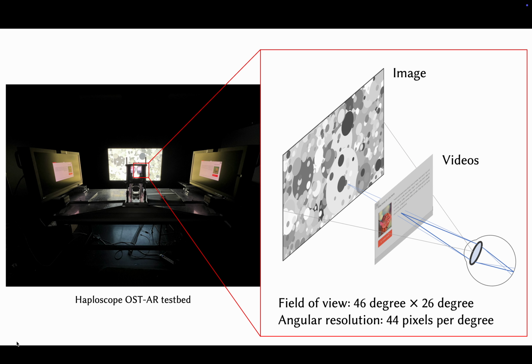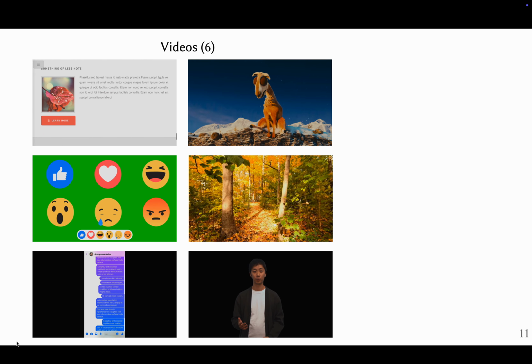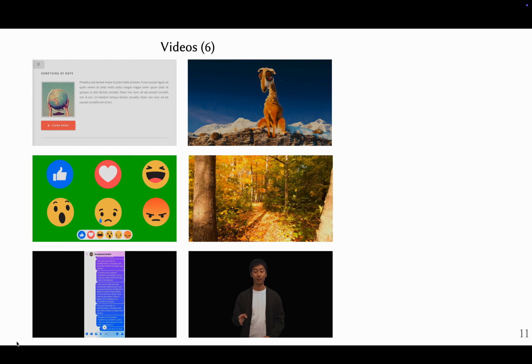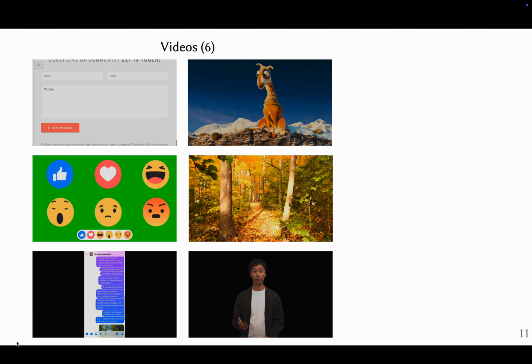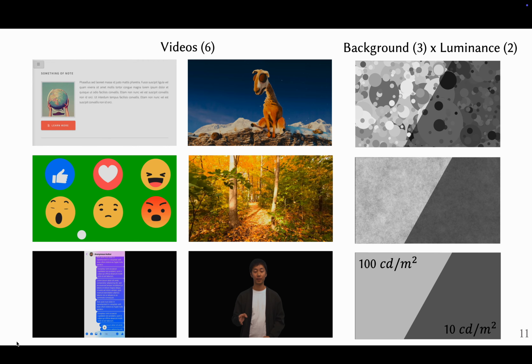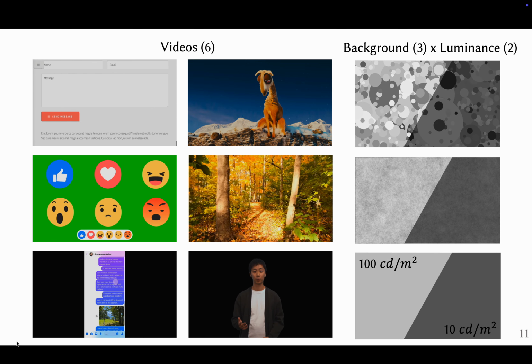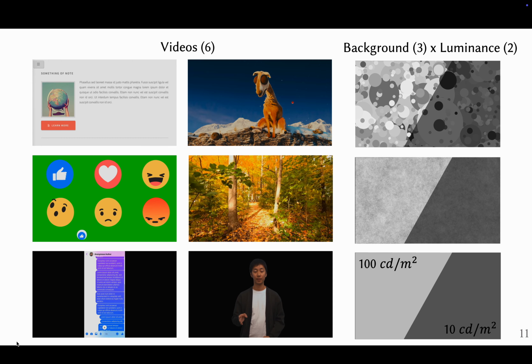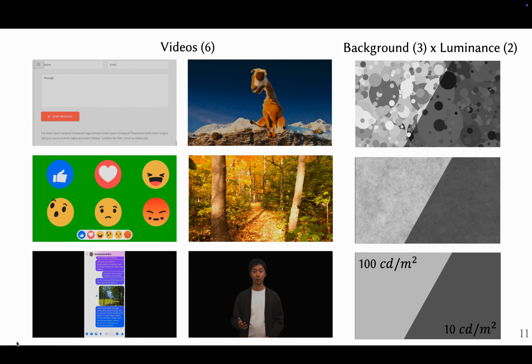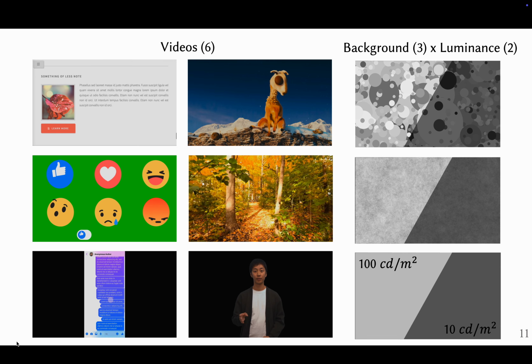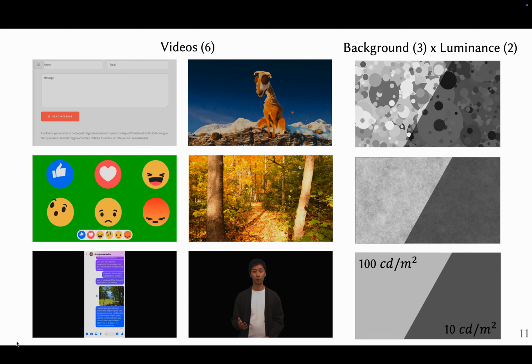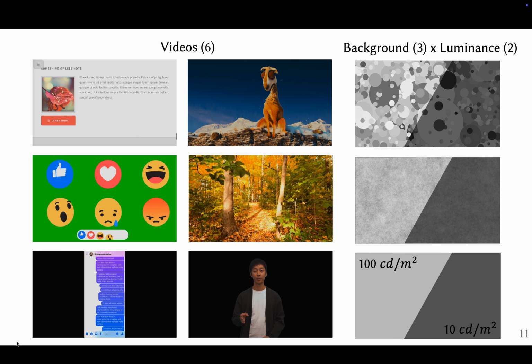In this specific case, the field of view was 46 by 26 visual degrees, and the angular resolution was about 44 pixels per degree, which is in line with commercially available augmented reality headsets like the HoloLens. We used 6 different types of contents for our study that included things like text and apps, rendered content, real-world content, and person. And we also used 3 different kinds of background textures, including the overlapping circles called dead leaves, 1/f noise, or just a flat background, and each one presented at one of 2 luminance levels, either 100 or 10 candela per meter square, which represent bright and dark indoor conditions respectively.